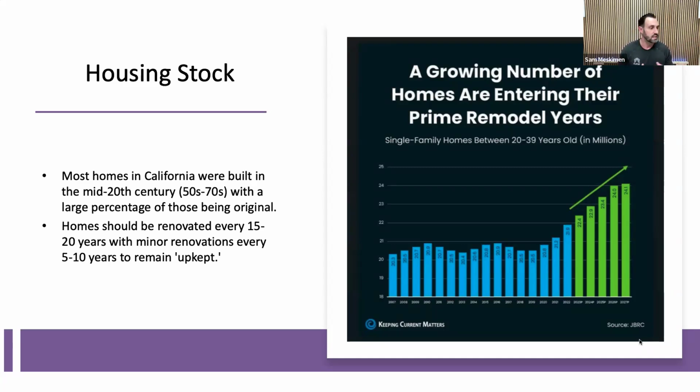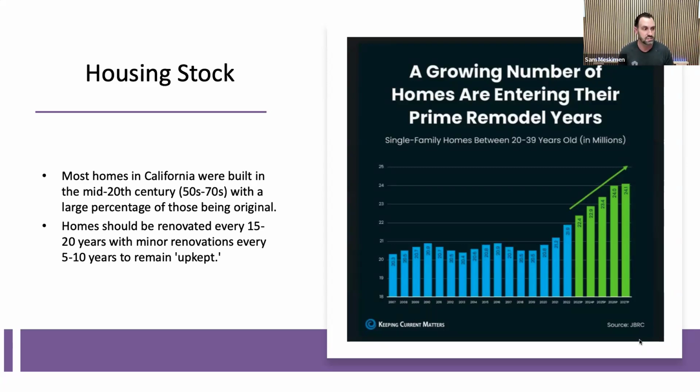Most of the homes were built in the mid 20th century, meaning the 1950s to about the 70s. If you look back at how old that is, we're talking 50 to 70 years plus in age of these homes. The interesting part about that is we have a lot of first or second families in these homes, meaning the homes are almost all original.